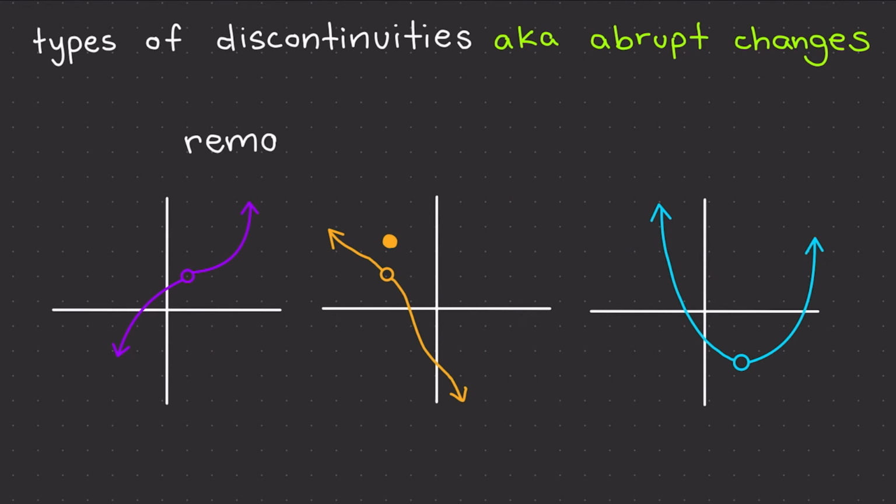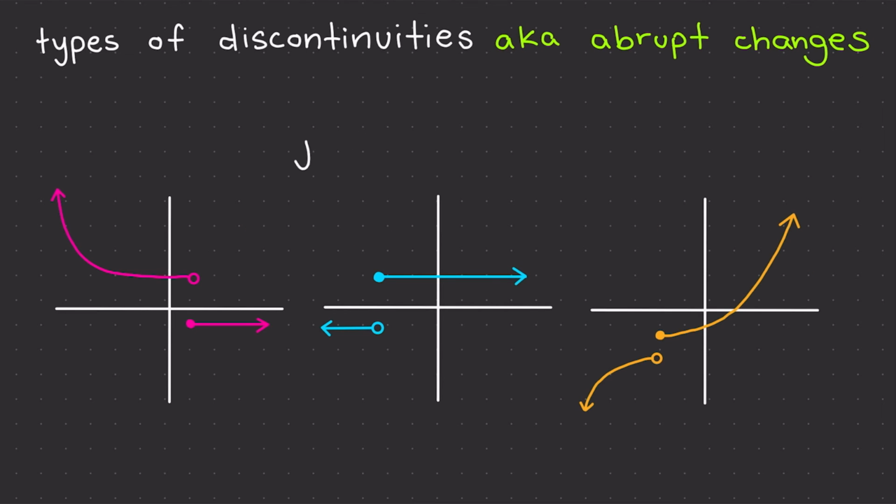The second type of discontinuity is a removable discontinuity. The removable discontinuity is a type of discontinuity of functions that occurs at a point where the graph of a function has a hole in it, so that open circle.